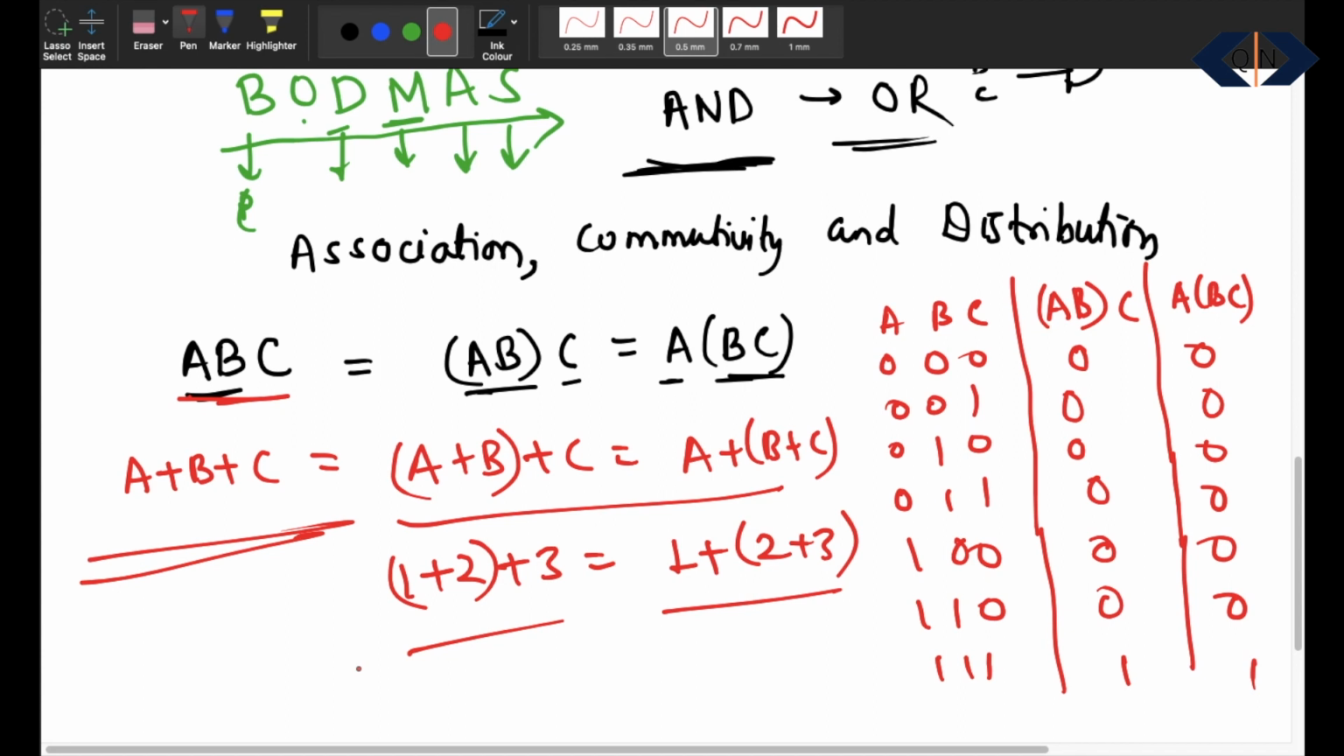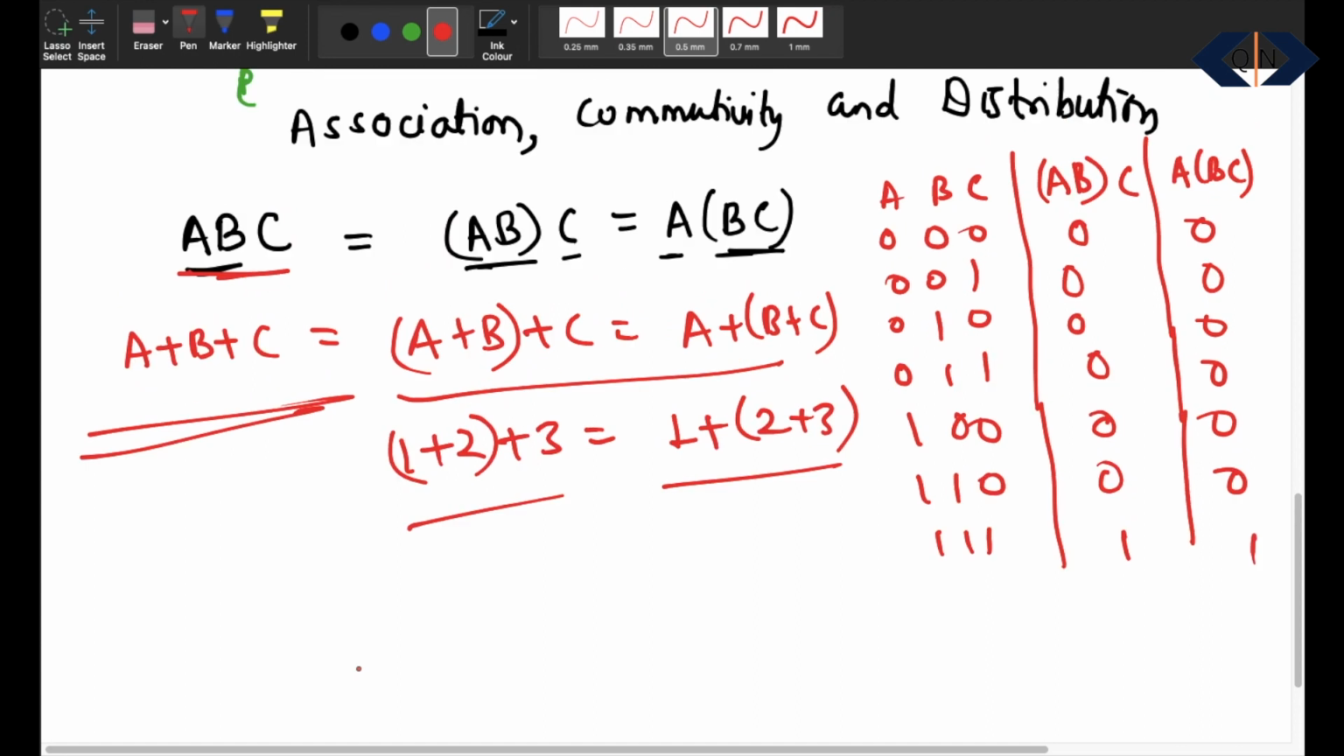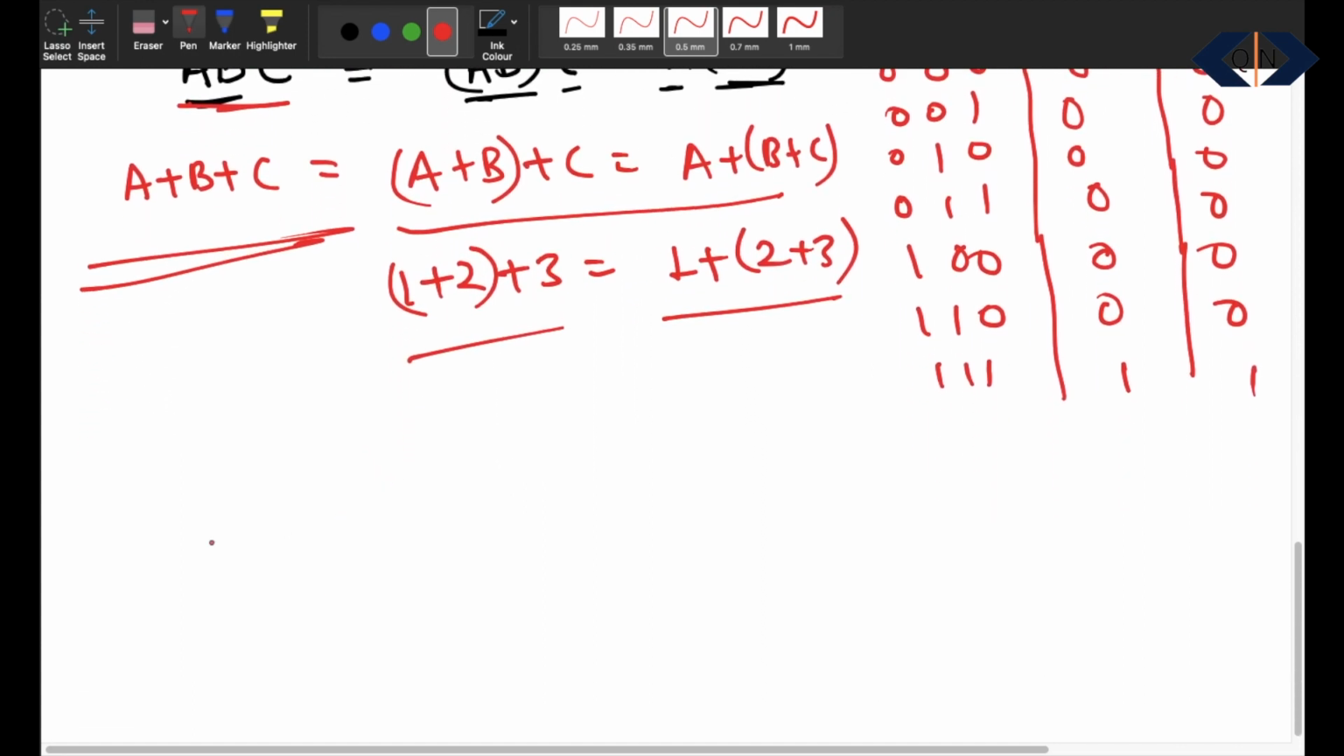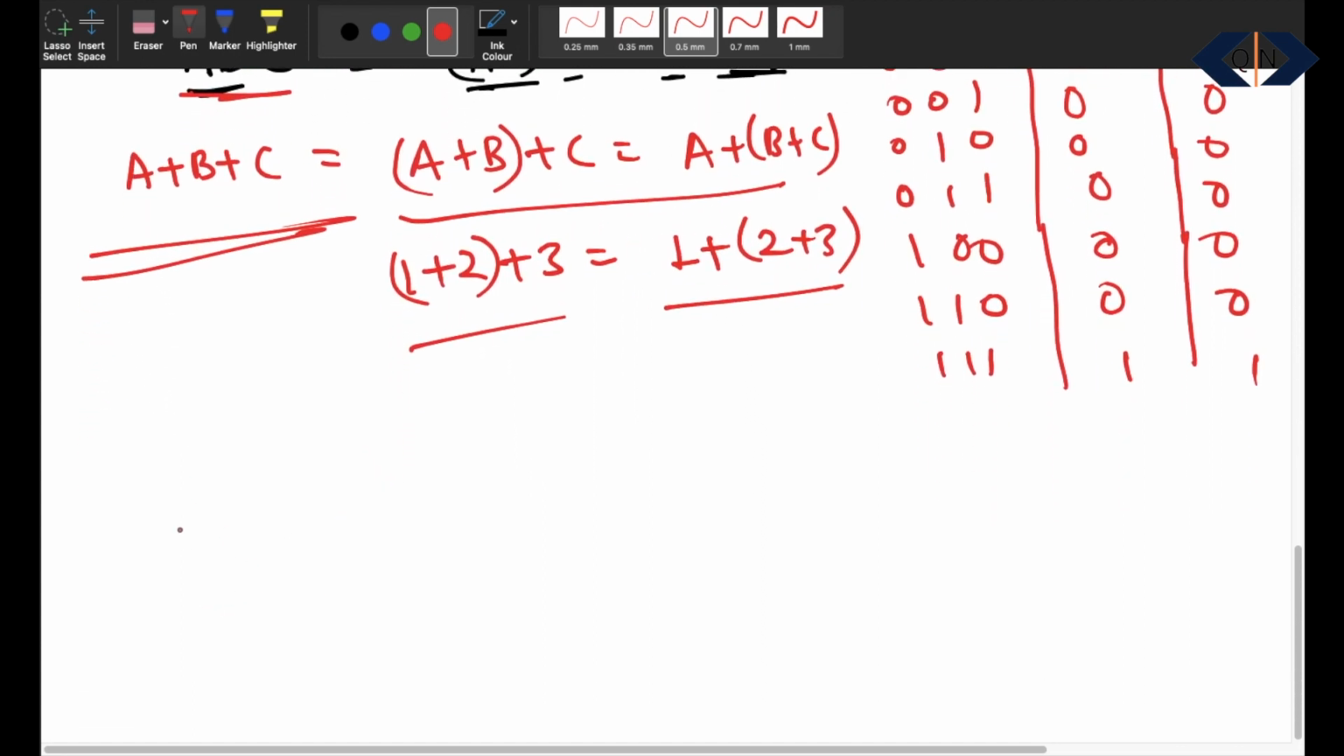Now let's check for the commutative property. So what does it say? It says AB is equal to BA, meaning changing the order should not affect the result. Like 1 into 2 is equal to 2 into 1, right? 3 into 2 is equal to 2 into 3. The order should not be responsible.